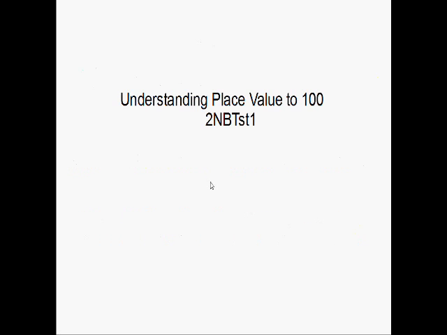Understanding place value to 100. I think you can do it now. 5 simple ones. 55. 5 tens, 5 ones. 555. 5 hundreds, 5 tens, 5 ones. All right, I think you can do place values now.